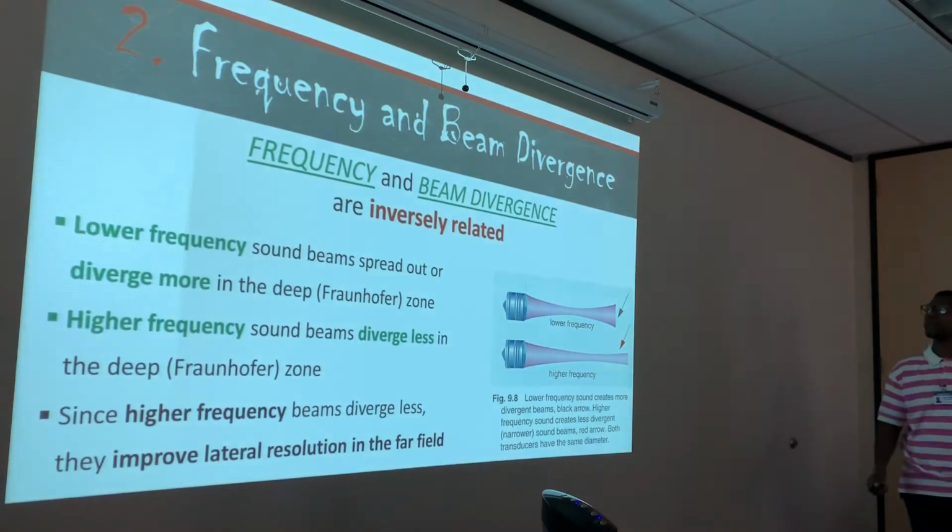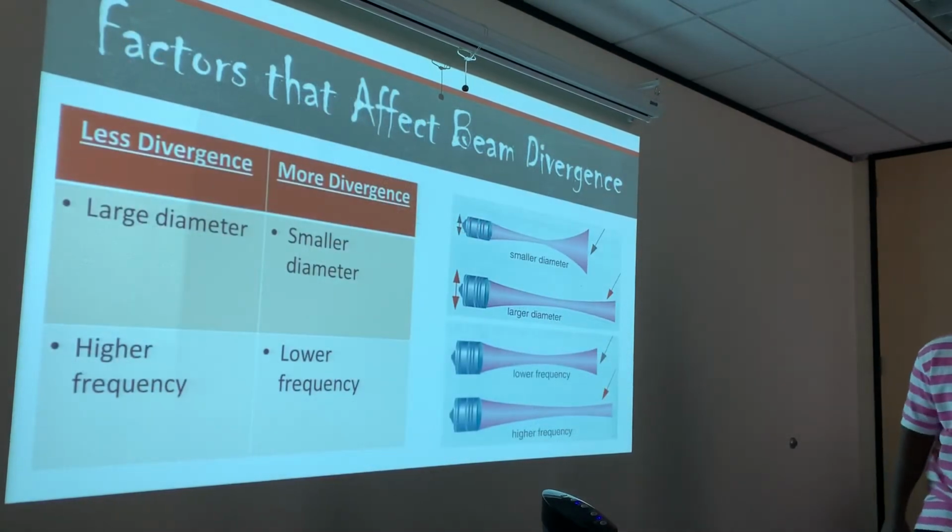All right. So, guys, when we're talking about less divergence, remember, it's inversely related to transducer diameter and inversely related to transducer frequency. Okay? So less divergence is going to be a large diameter transducer with a higher frequency. More divergence is going to be a smaller diameter transducer or a transducer with a lower frequency. Just look at our images. Look how much that beam is diverging or spreading out.